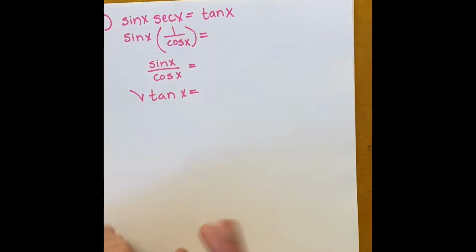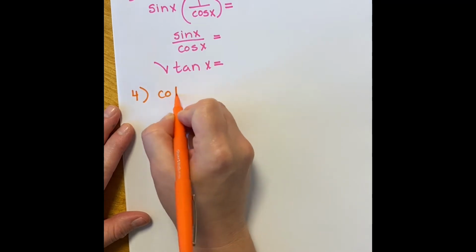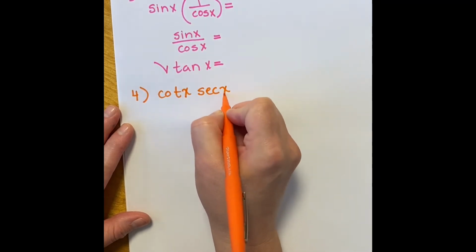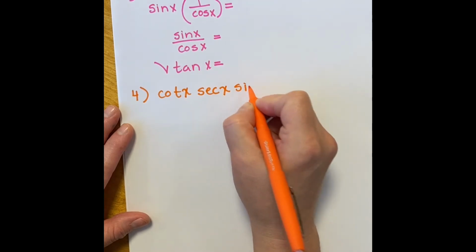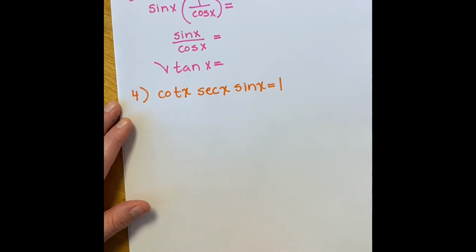All right, let's do another one. And this time, after I write the problem down, I want you to pause the video and try to work it out, and then press play, okay? So for number 4, cotangent of x times the secant of x times the sine of x equals 1. Now hit pause and give it a try.